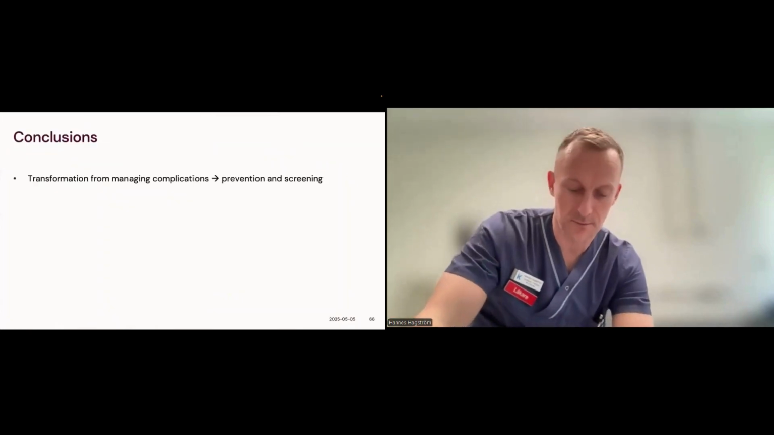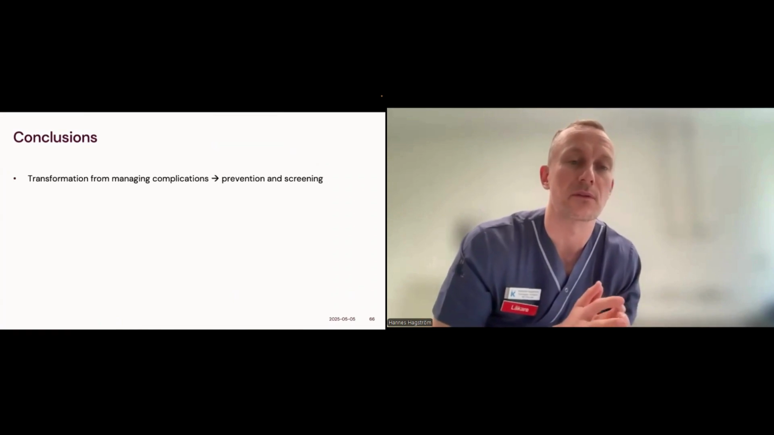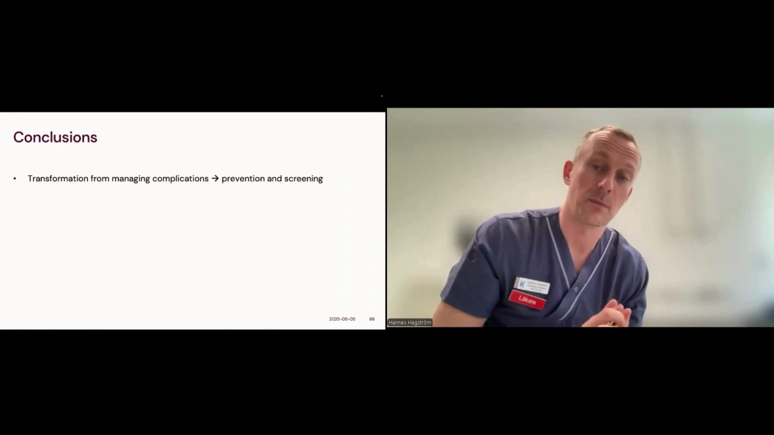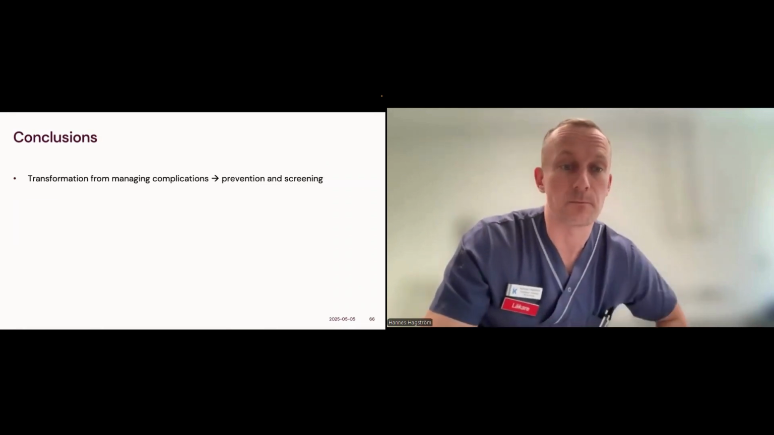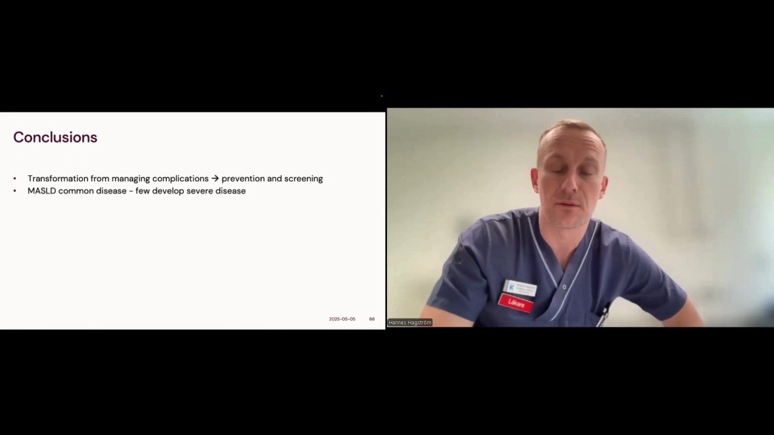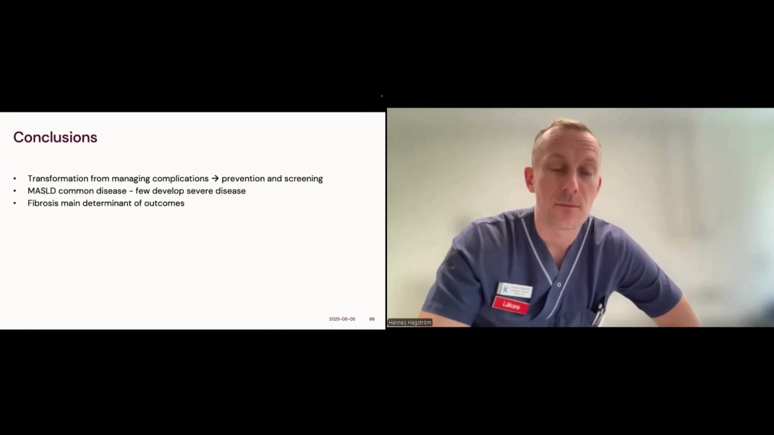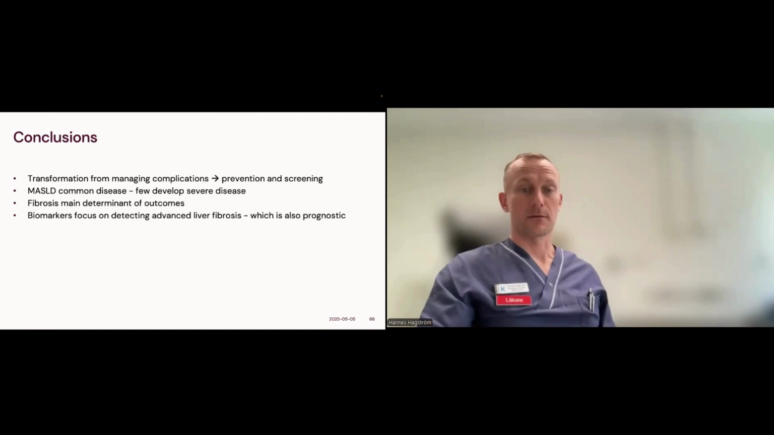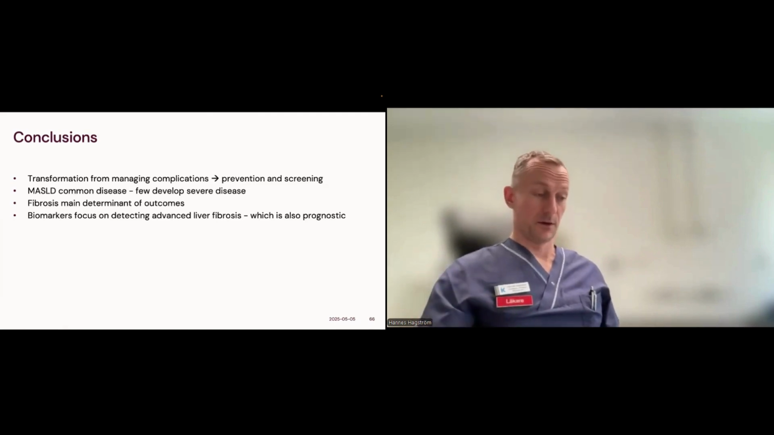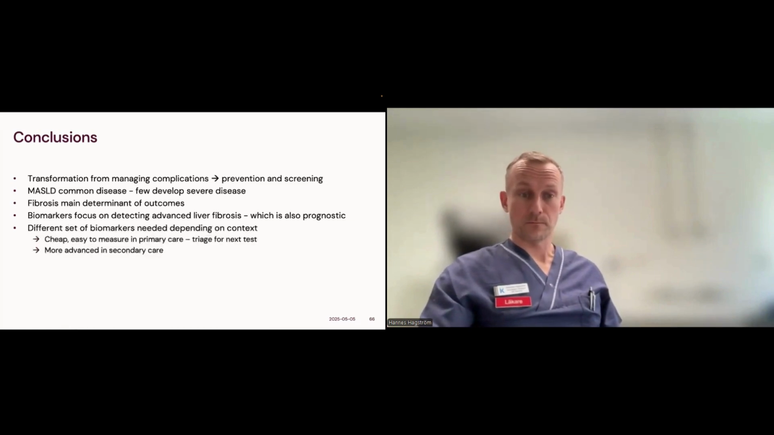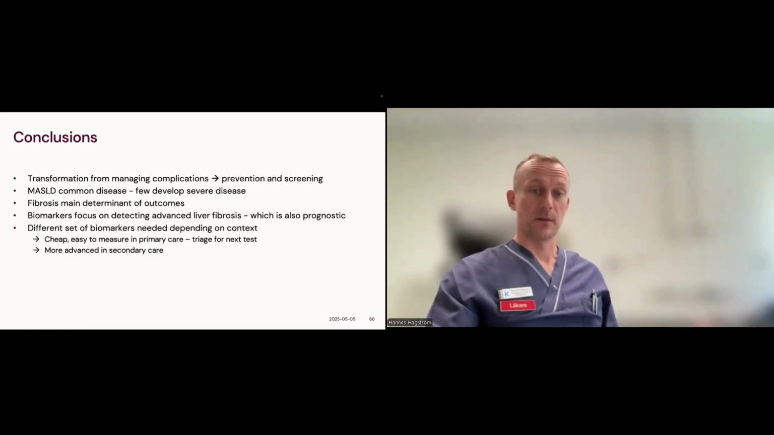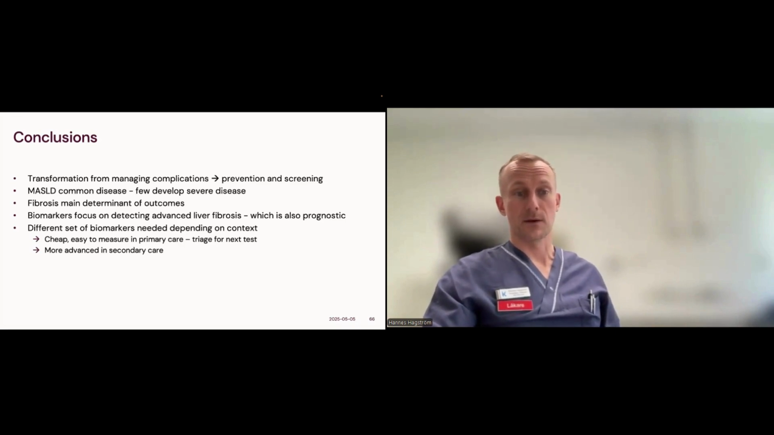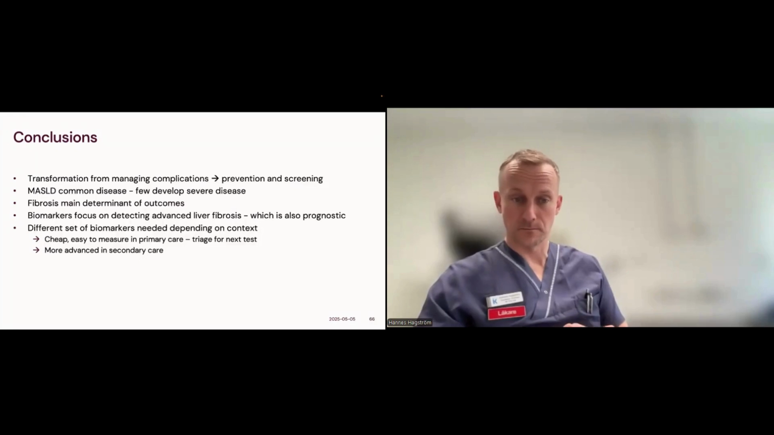So to conclude this talk, I would say that we are in the process of transforming our specialty from managing complications to thinking more about prevention and screening. This is a common disease where few develop severe disease. Fibrosis is the main determinant of the outcomes, and biomarkers that are focused on detecting advanced fibrosis do so, and they're also prognostic. And I think we need to think about different sets of biomarkers depending on the context, where we need to have cheap and easy biomarkers in primary care to triage the patients for the next test, and more advanced markers in secondary care.